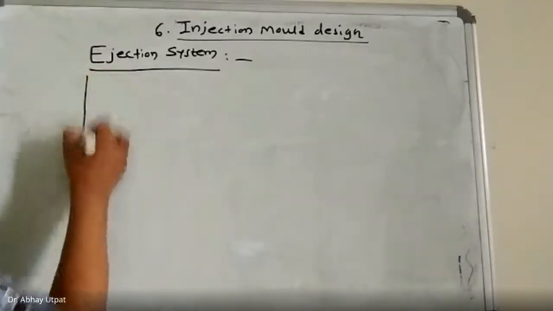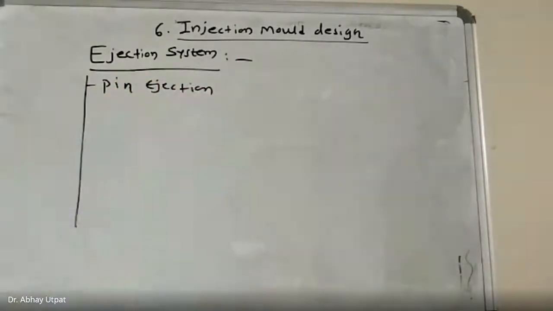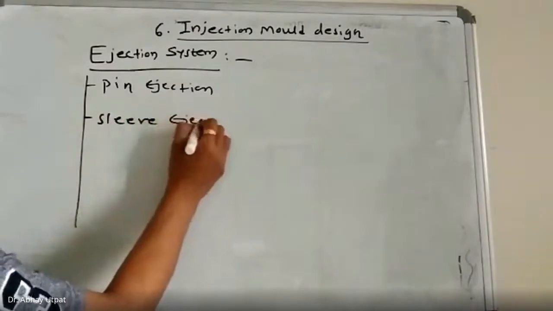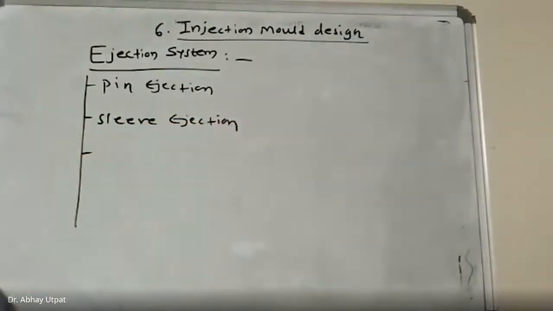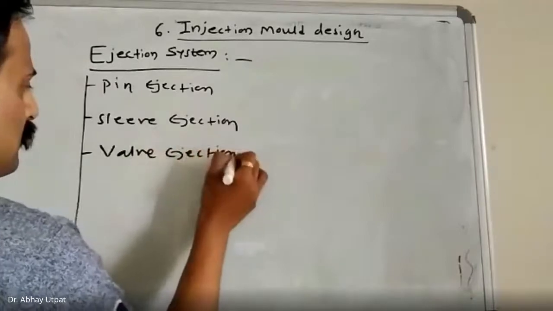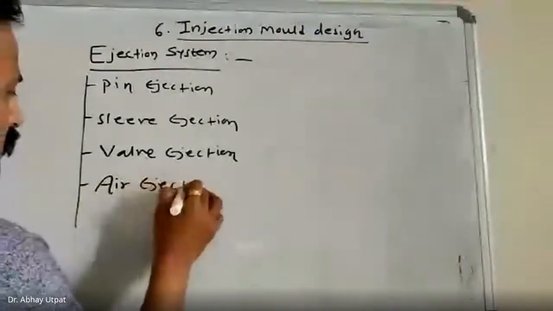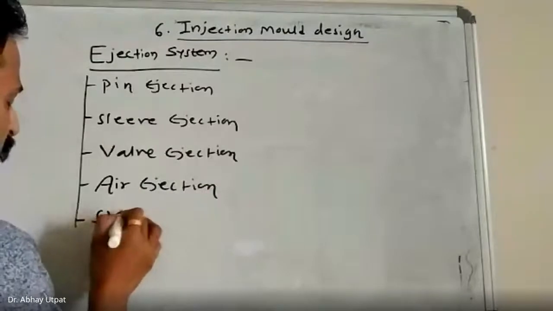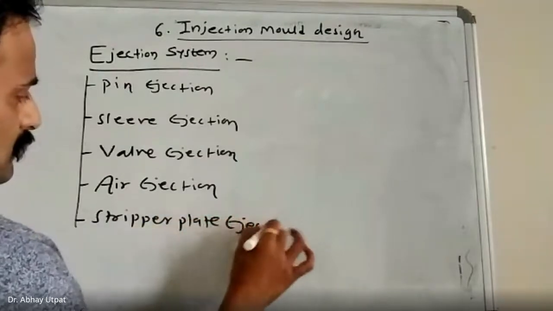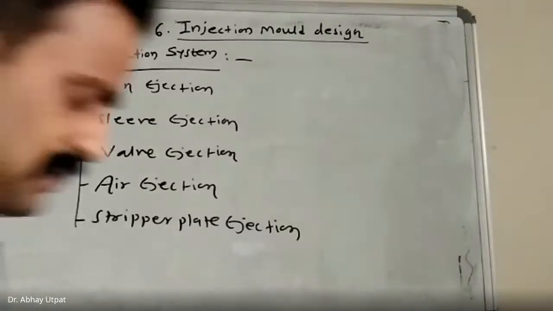One by one you can write: pin ejection, then sleeve ejection, then wall ejection, then air ejection, and stripper plate ejection.